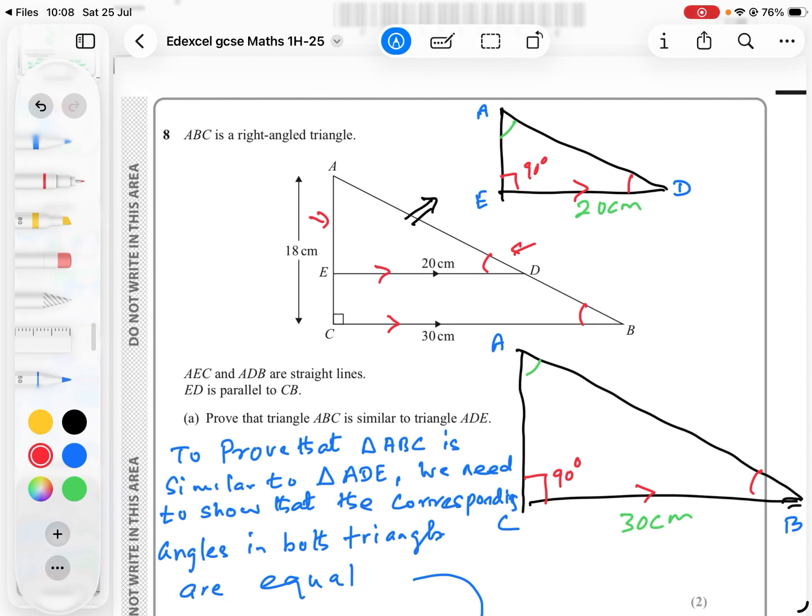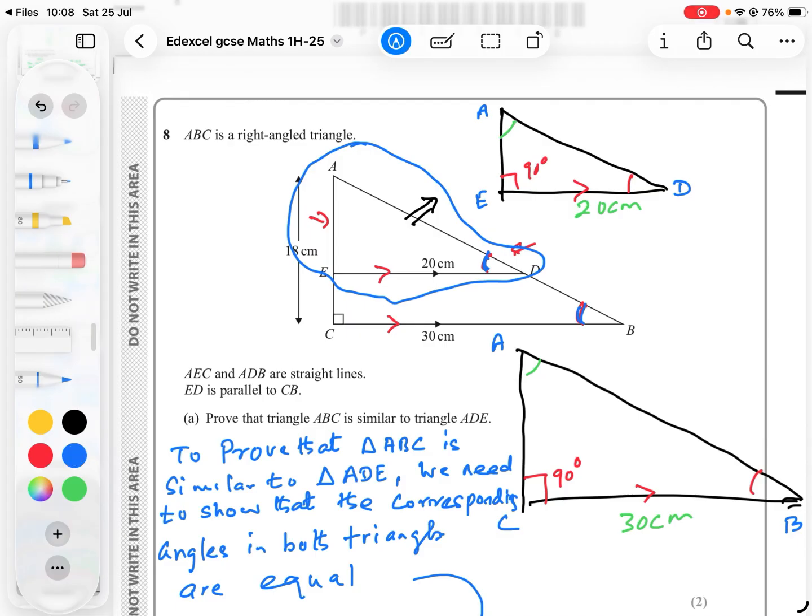So that means these two angles are corresponding. These two angles are corresponding because they are parallel lines. So corresponding angles are equal. A part, prove that triangle ABC, that means big triangle ABC, is similar to small triangle ADE. So that's what I've done.